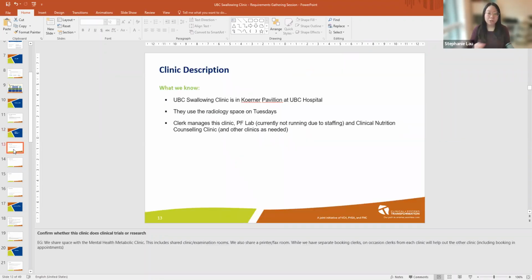In terms of the UBC Swallowing Clinic, it is in the Kerner Pavilion at UBC Hospital. They use the radiology space on Tuesday, and currently the clerk manages other clinics in addition to the UBC Swallowing Clinic, including the PF Lab, which is currently not running due to staffing, and also the Clinical Nutrition Counseling Clinic. I have also been told that Cheryl covers other clinics as needed.